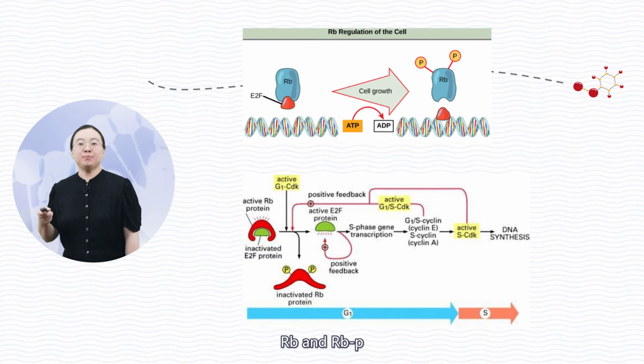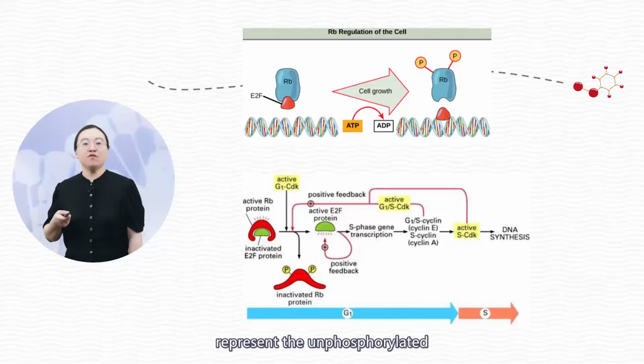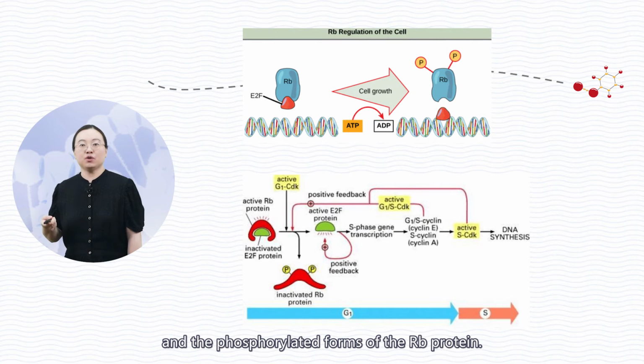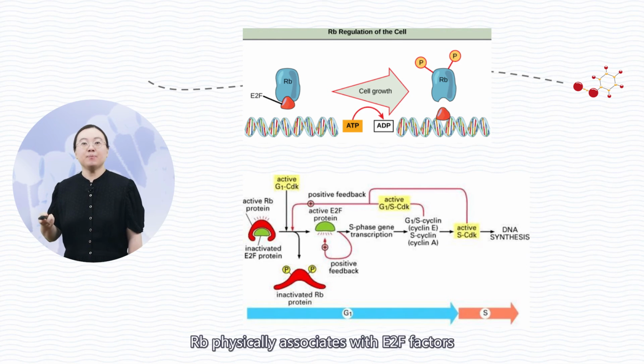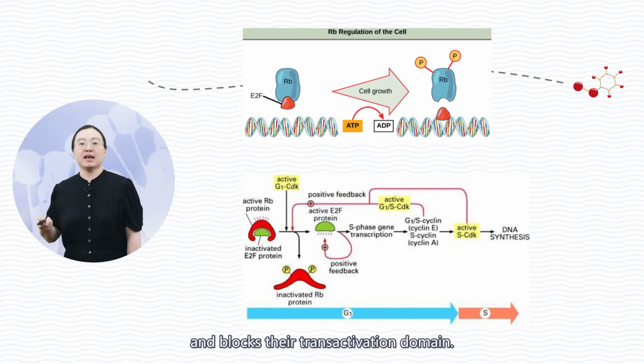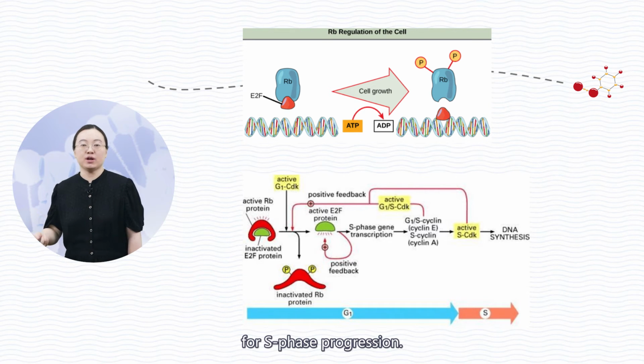RB and RBP represent the unphosphorylated and the phosphorylated forms of the RB protein. In G0 and early G1 phases, RB physically associates with E2F factors and blocks their transactivation domain. In late G1, RBP releases E2F, allowing the expression of genes that encode products necessary for S-phase progression.